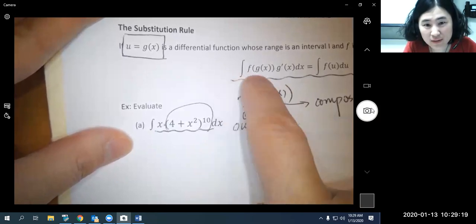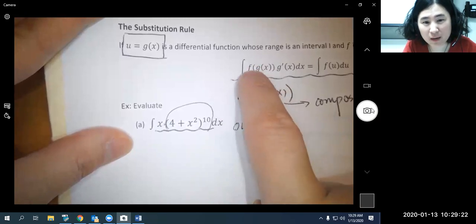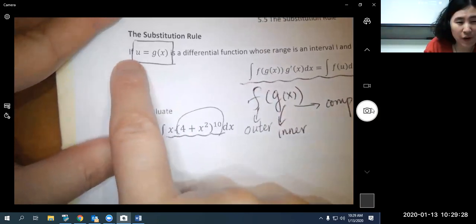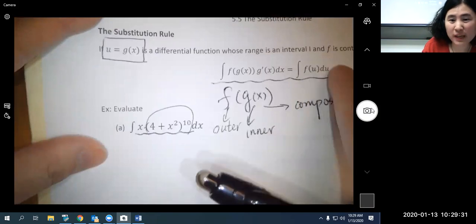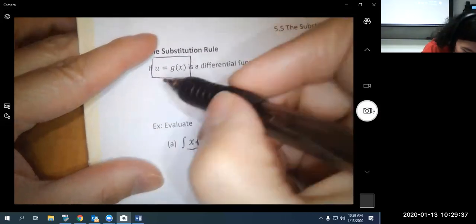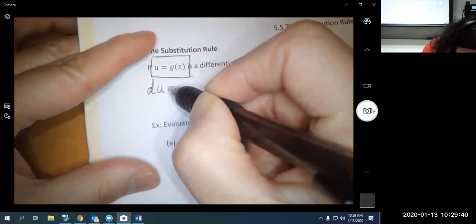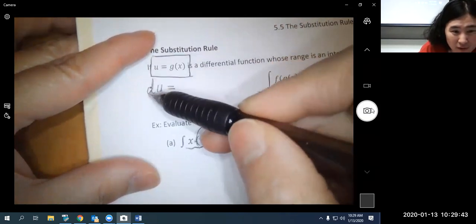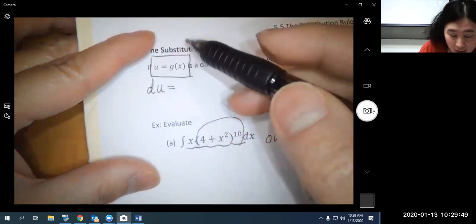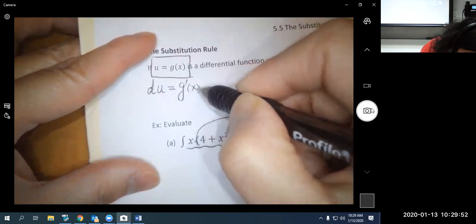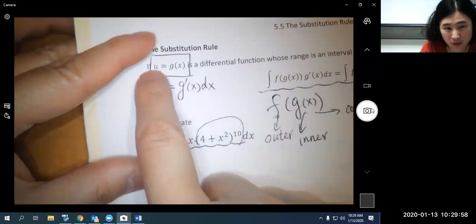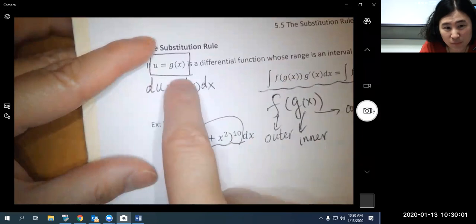So see this integrand, if we let g of x be u, it becomes f of u. Then, because now we're using the new variable u, the integral has to be in terms of u, not in terms of x anymore. So if u equals g of x, we differentiate both sides. Left-hand side, we'll have du, since u is a function of x. Right side, we differentiate with respect to x, which gives us g prime of x dx. It gives us du equals g prime of x dx.